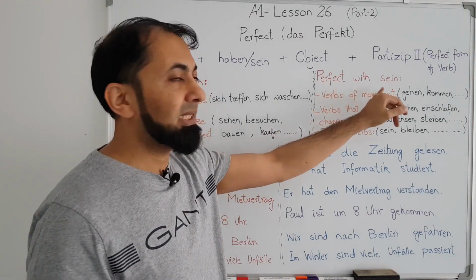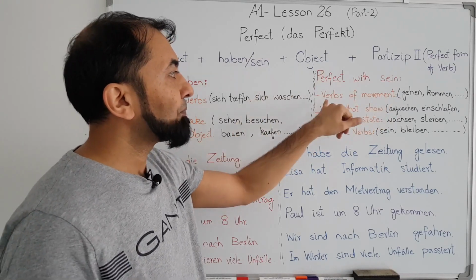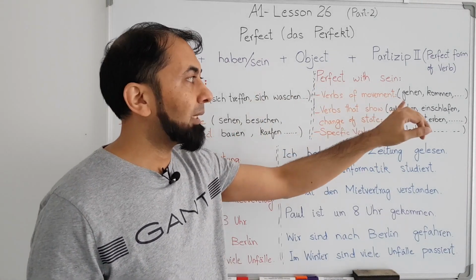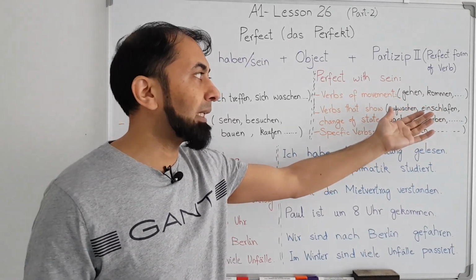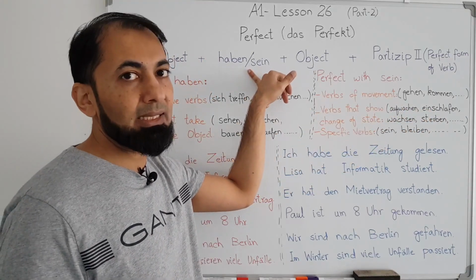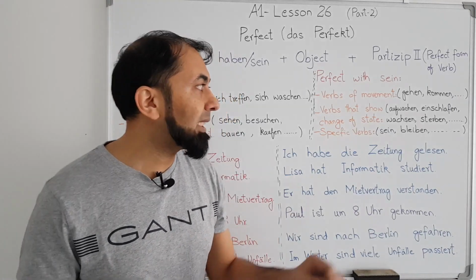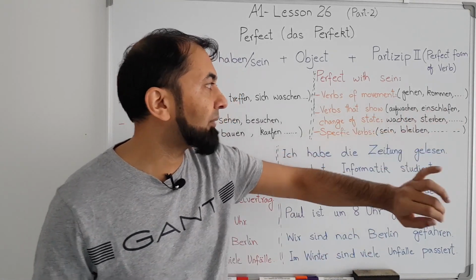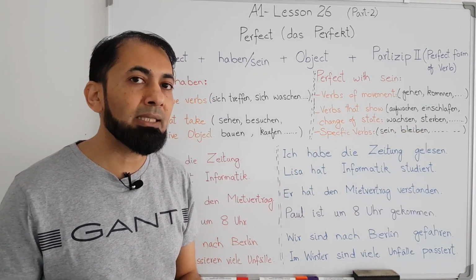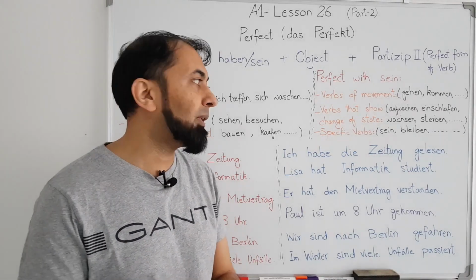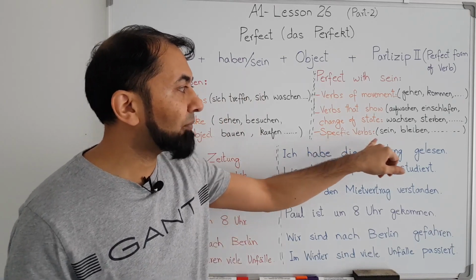Next is perfect with sein, when we need to use sein verb at the second position. There are verbs of movement like gehen, kommen. Whenever one of these verbs is used in German language in a perfect tense, we will always use sein at the second position. There are certain verbs in German language which show the change of state, and all these verbs like aufwachen, einschlafen, wachsen, sterben, etc. Whenever one of these verbs come in the sentence in the perfect tense, we will always use sein at the second position. Then we have specific verbs.